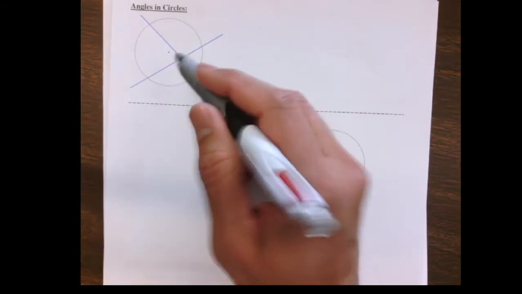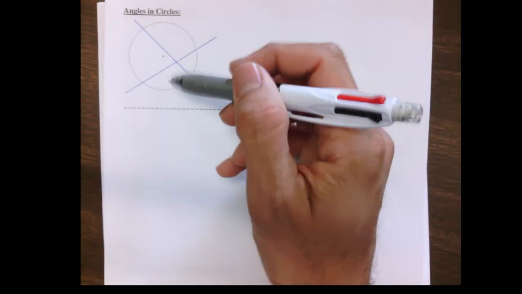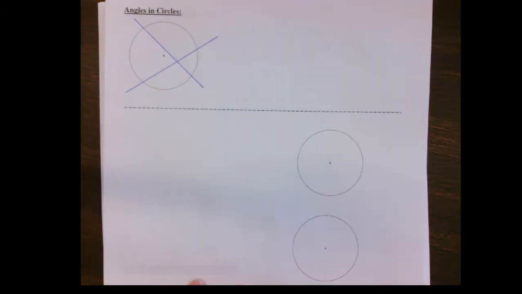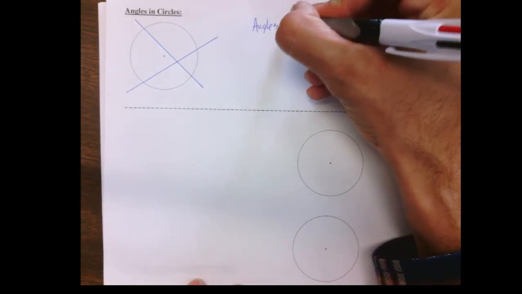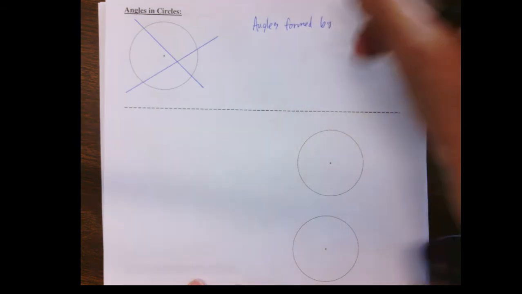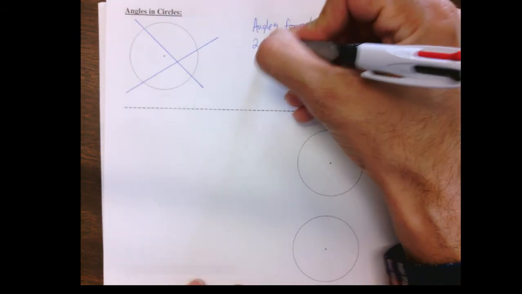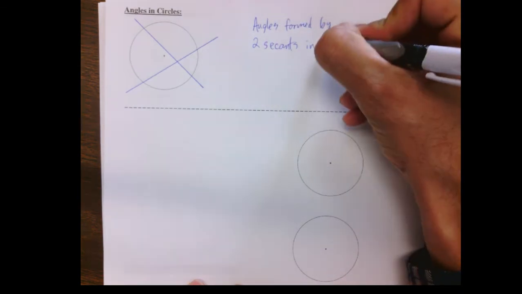I intentionally didn't have them go through the center, but technically it would still work even if it went through the center. I just wanted you to see that that doesn't have to be the case. So this scenario has angles formed by two secants intersecting in a circle.